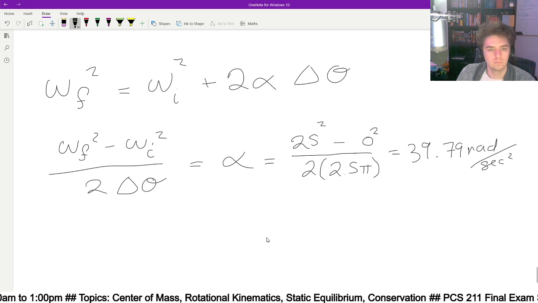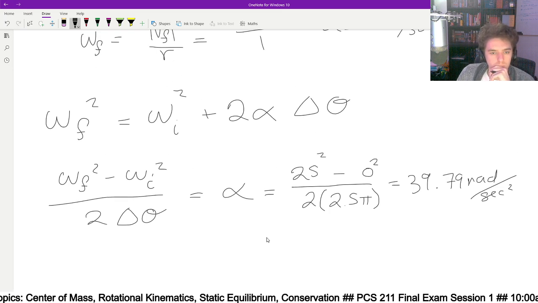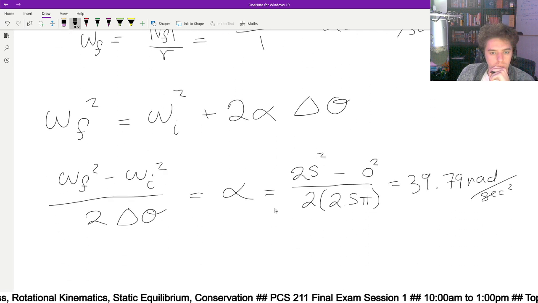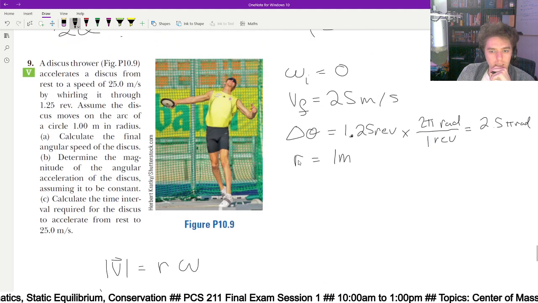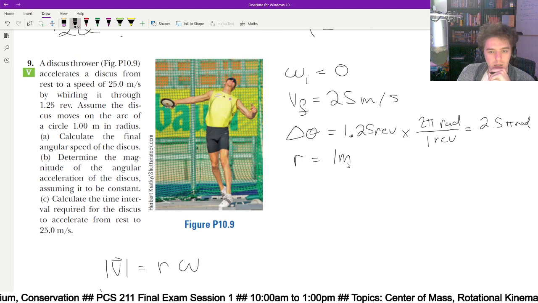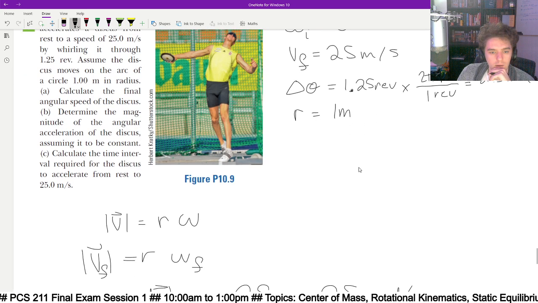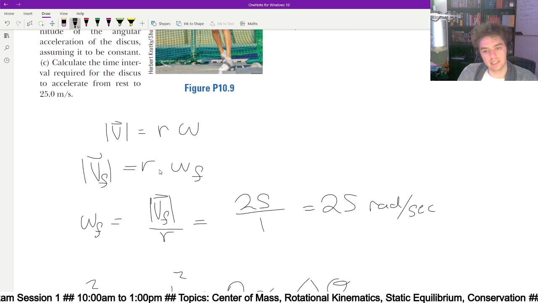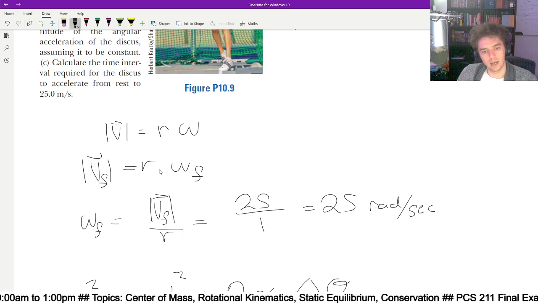Just one thing though. The v over r, it's meters per second over what again? Because r is in the radius? Sorry, radius, yeah, it's in meters, right? 1 meter. And the velocity is also in meters. So you're saying to get this unit here, how did you get the rads per second?